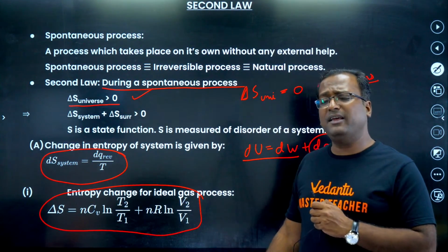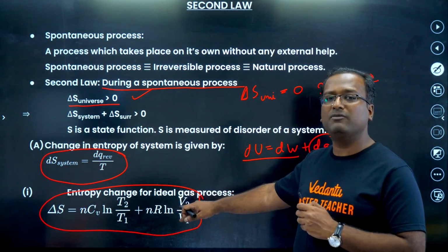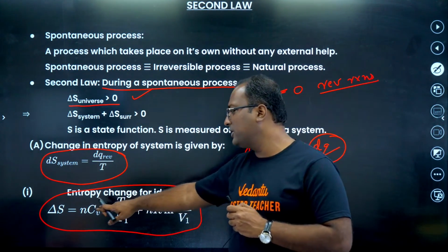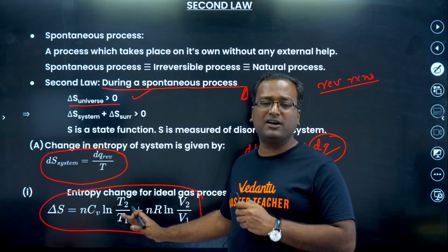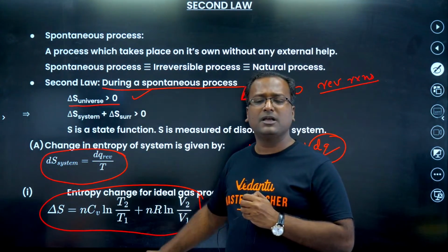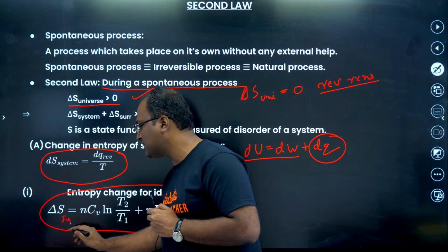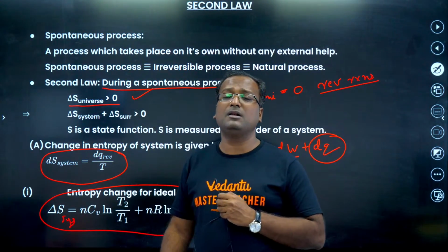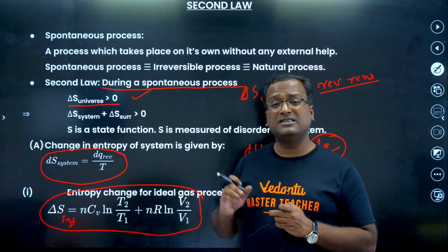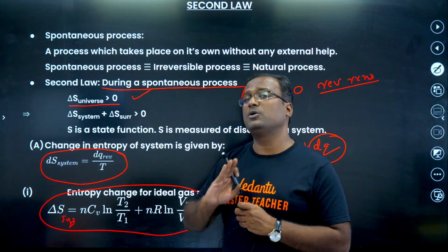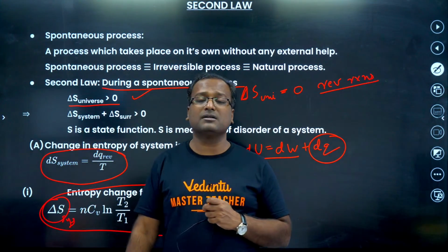What is this formula? Very easy to remember. nCv ln T2 by T1 plus nR ln V2 by V1. If you are taking volume here, you will get Cv here. nCv ln T2 by T1 plus nR ln V2 by V1. You can use this formula to find the entropy change of a system during any reversible or irreversible process. Generally, we use it for reversible. You can very well use it for irreversible because this is again a state function.